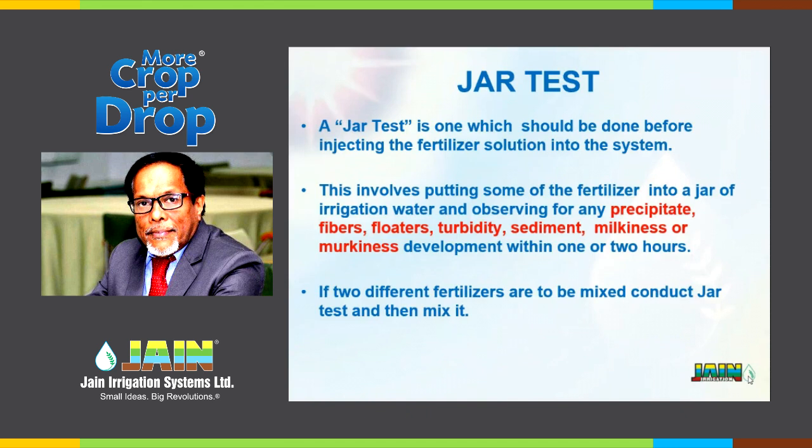What it means is that if within 1 or 2 hours any of these things develop, that material given to you as a water soluble fertilizer is not suitable at all for fertigation. That's the test.